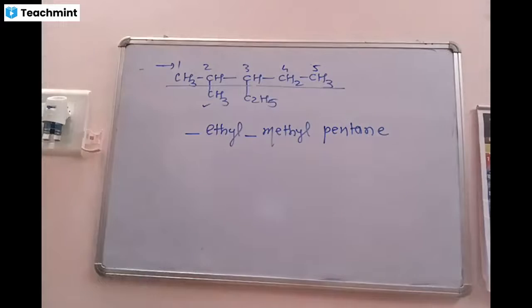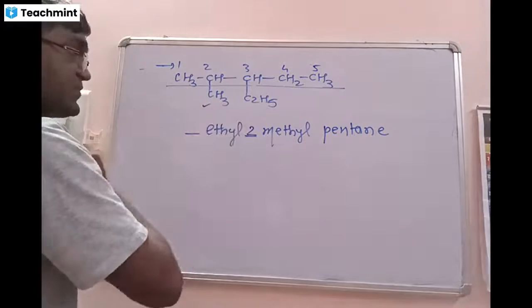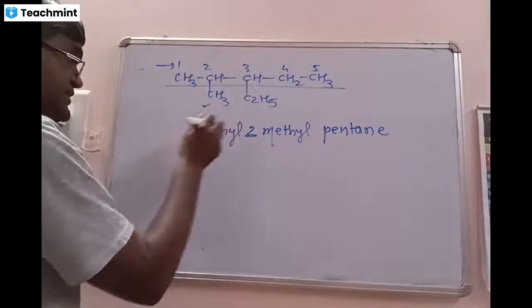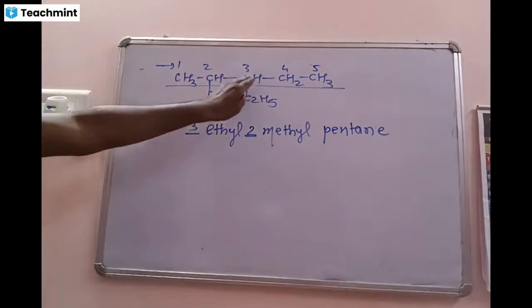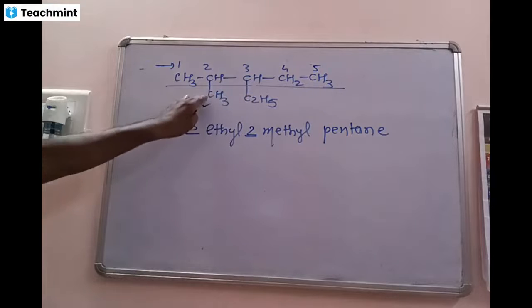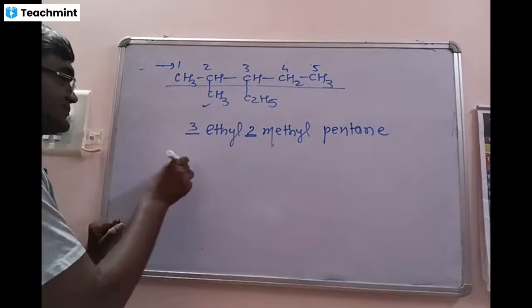So from this, we have the methyl group on carbon number 2. So I will write 2 here. And carbon number 3 carries ethyl. If you go by the other way, then this will remain 3, but this becomes 4. So that will be wrong, right? Okay.